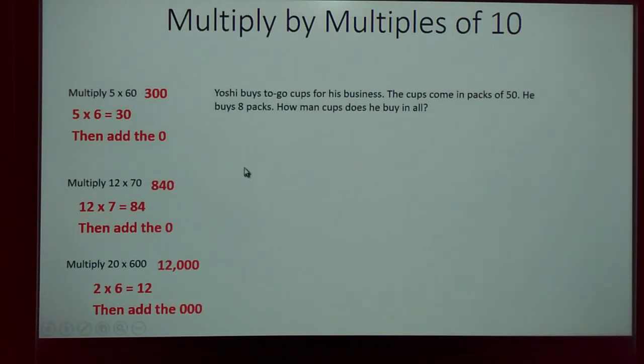Now, Yoshi buys gold cups for his business. The cups come in packs of 50. He buys 8 packs. How many cups does he have in all? Same principle as this problem right here. You want to multiply the 2 digits. 5 times 8 is what? 40. And then add the 0. And then you get 400.